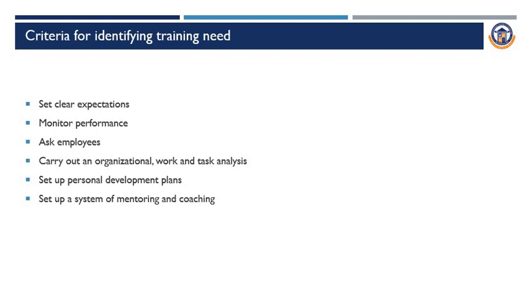Next is to set up personal development plans. For every individual, you have to set up a personal development plan. According to that plan, in order to achieve it, you can provide training. Next is to set up a system of monitoring and coaching. By this, you can closely align a staff member with a mentor, which helps in developing skills, and in the process you can identify any additional training or development needs.